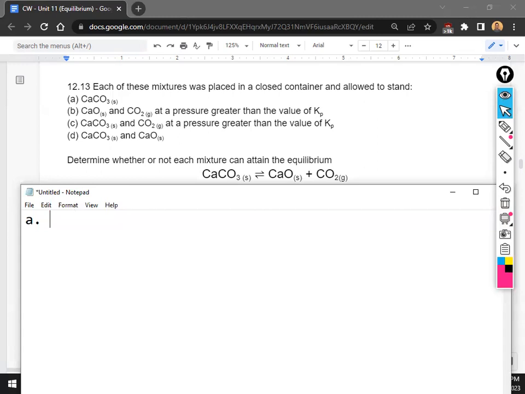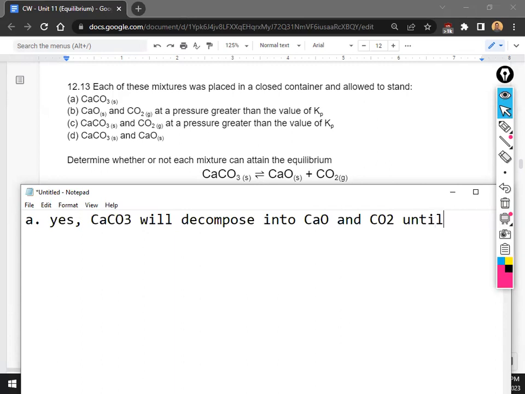Yes. Okay, those are the options. Yes. Okay, so the answer is yes. The reason why is because if you put a reactant in there, it's going to decompose, right? CaCO3 will decompose into CaO and CO2 until equilibrium is reached. So this solid right here will turn into this and this until they are in equilibrium with one.